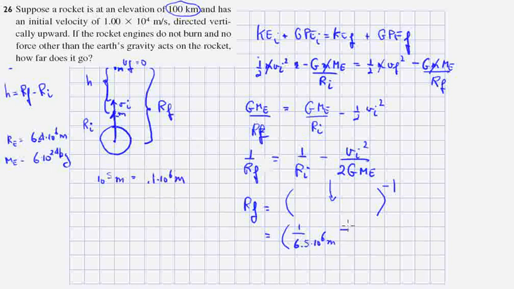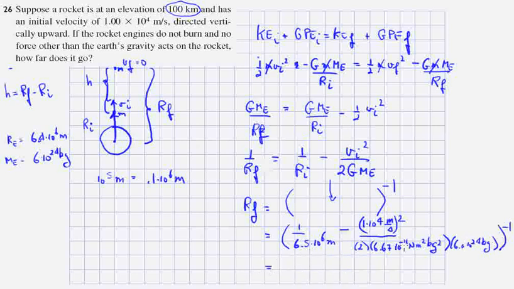Minus the speed, 1 times 10 to the 4 meters per second, the quantity squared, divided by 2 times the gravitational constant, 6.67 times 10 to the minus 11 newton meters squared kilograms to the minus 2, times the mass of the Earth, which is 6.0 times 10 to the 24 kilograms. And all of that to the minus 1.